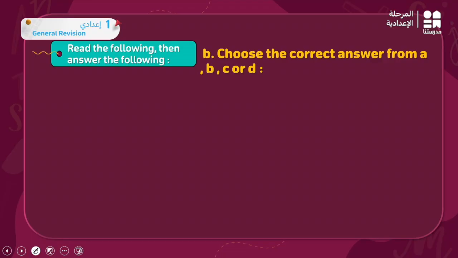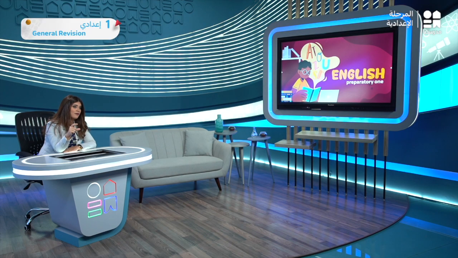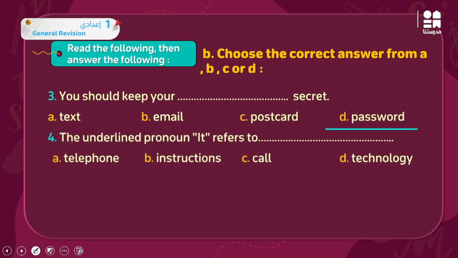Now, choose the correct answer from A, B, C, or D. Now, let's choose. You should keep your space secret. Text, email, postcard, or password. But according to the passage we have just read, definitely it's password. We should keep the password for ourselves only. Number 4, the underlined pronoun it that came by the end of the paragraph. طبعا it refers to technology. Okay.